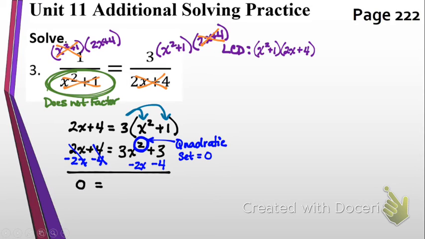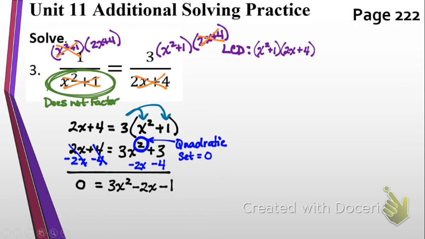Will the 3x squared combine with anything? No. So I just recopy it, 3x squared. Does the minus 2x combine with anything? Nope, that's my b term. That is not a like term with my 3x squared. Then 3 minus 4, I get a negative 1.